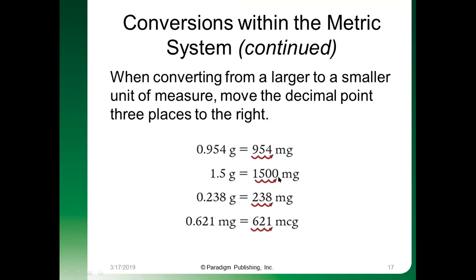So grams to milligrams again. Moving it 3 spaces. So 5, 0, 0. So we have to add those zeros. It would be 1,500 milligrams.